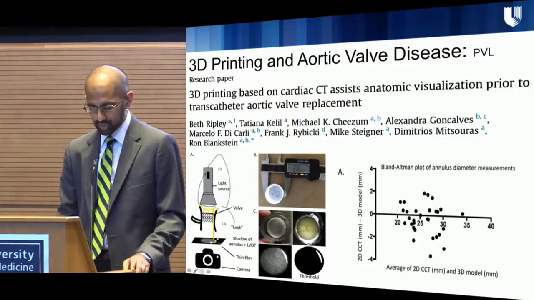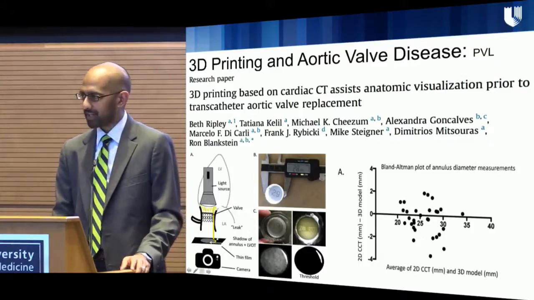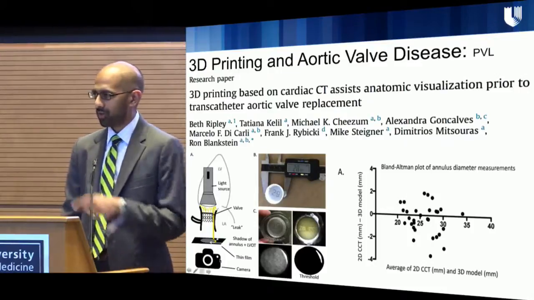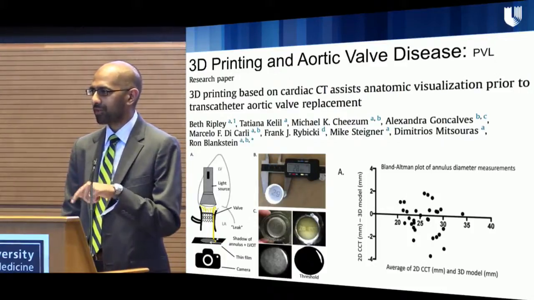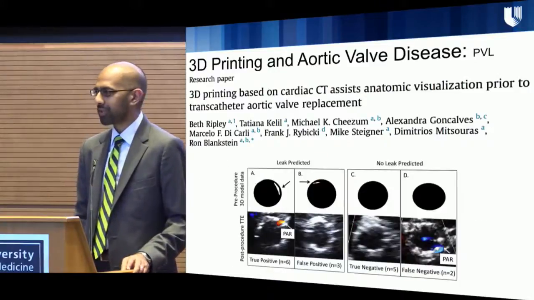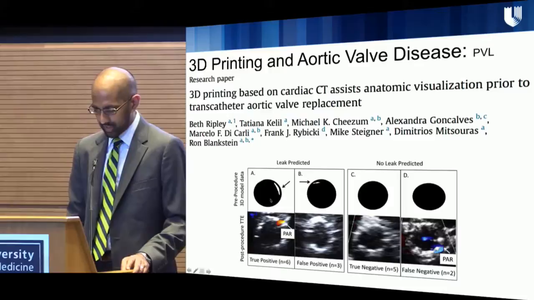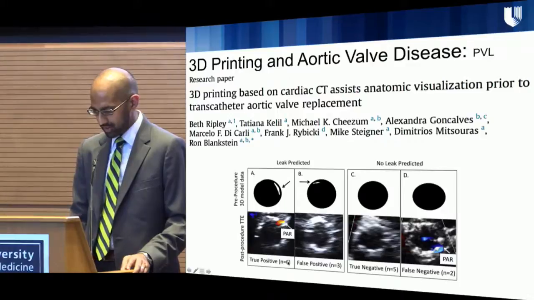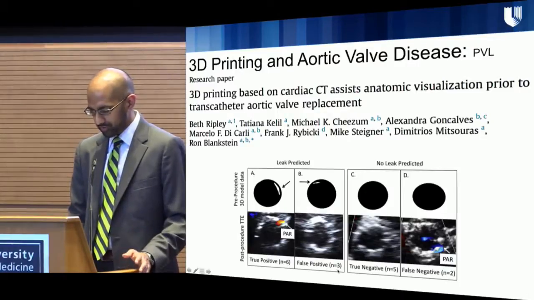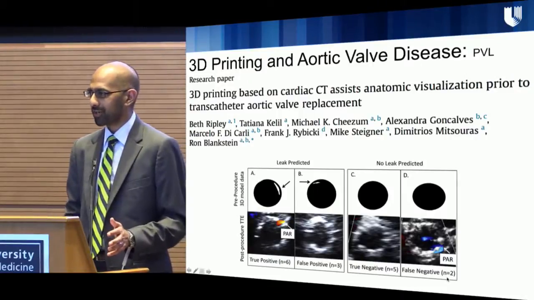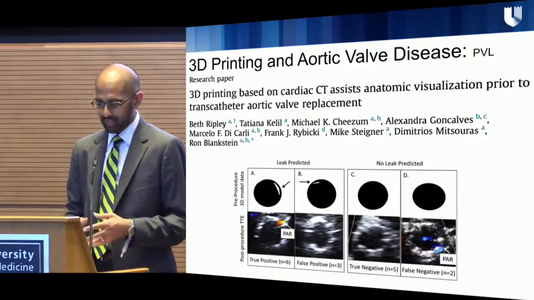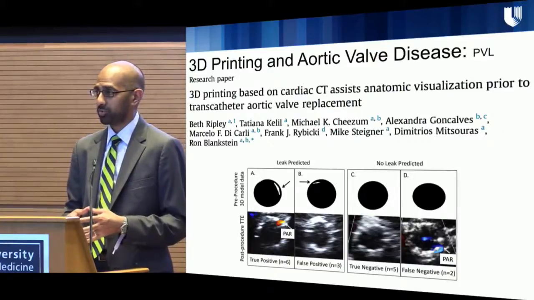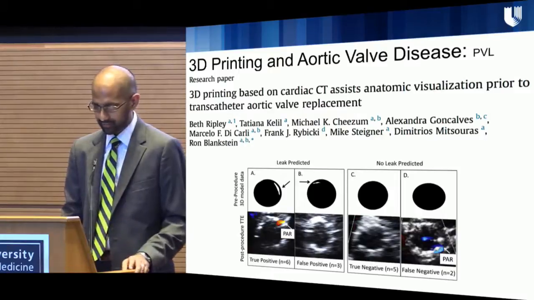They created this setup where they took a light and they shined the light down over the TAVR valve onto a piece of paper, and then they literally just took a picture of that piece of paper and said, where did the light come through around the valve? Because that's where we think there's going to be PVL. And so they did that, and then they compared it to actual echo images of PVL. And as you can see, they had 6 true positives, 3 false positives, 5 true negatives, 2 false negatives. So it needs a little bit of work, but at least a first attempt to say, can 3D printing be used to predict PVL in TAVR?